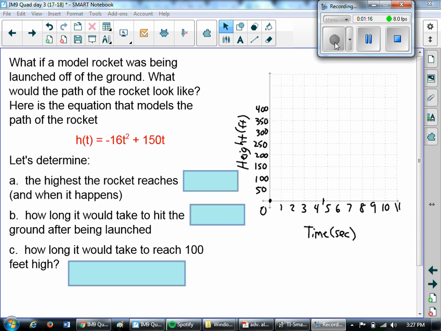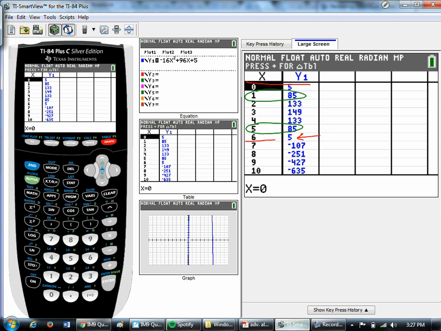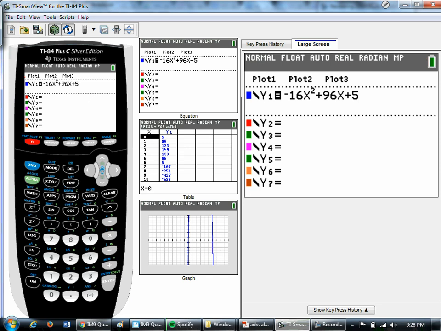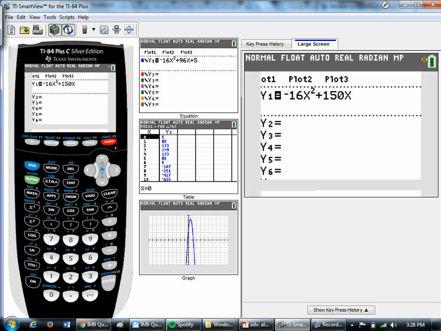Okay, so we're going to need to pull up our calculator again, and we're going to go to the y equals menu. So back to y equals, and I'm going to put in the new equation. I can keep the negative 16x squared, then we have plus 150x, and then I'm going to delete the rest of it. So we have negative 16x squared plus 150x. Now I'm going to hit graph.